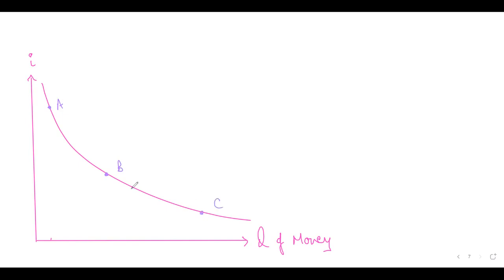So on point A, the interest rates offered by the banks are highest, right? Yes or no? So you would not want to hold cash, and instead you would want to deposit your money in the bank. Yes or no? So you are holding only 200 perhaps in cash. Students, are you following me?